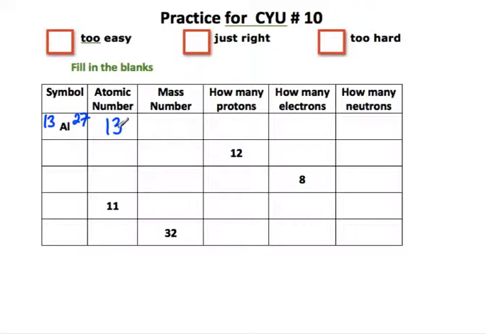Now, the atomic number tells us two bits of information. It tells us how many protons there are in the atom. The protons are the positively charged particles. And because the atomic number is 13, we know that this atom has 13 positive charges. We'll just pretend this is an atom over here, and it would have 13 of these positive charges. I'll just draw a few to be an example.